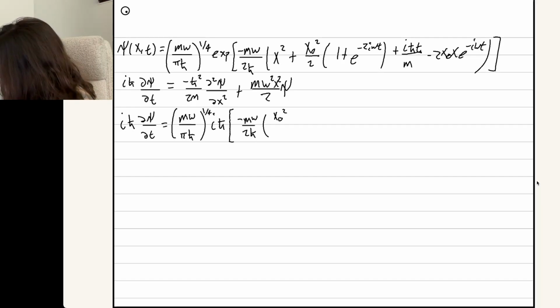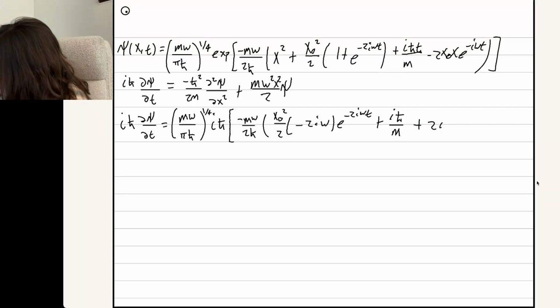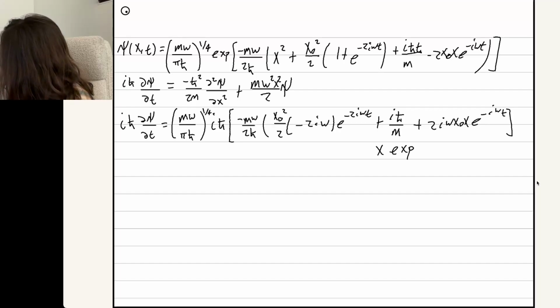x naught squared over 2 times minus 2i omega times e to the minus 2i omega t, plus i h bar over m, or plus 2i omega x naught x e to the minus i omega t. And then that's multiplied by the stuff in the exponent that we don't really care about anymore.